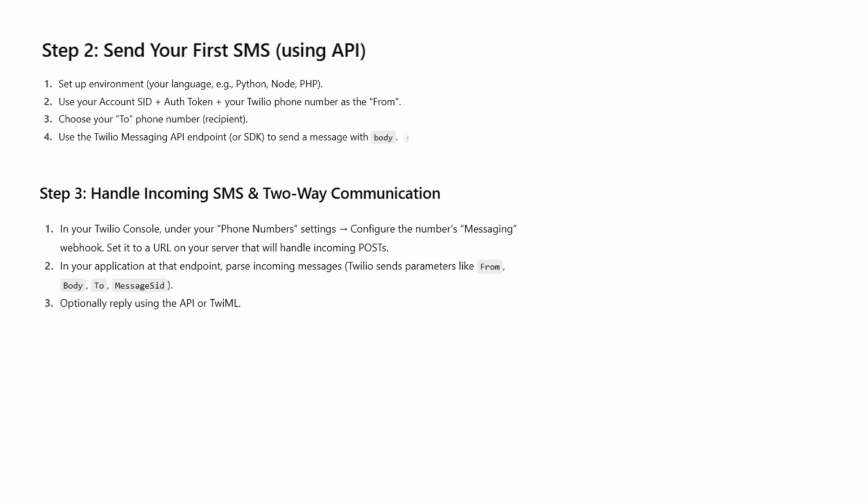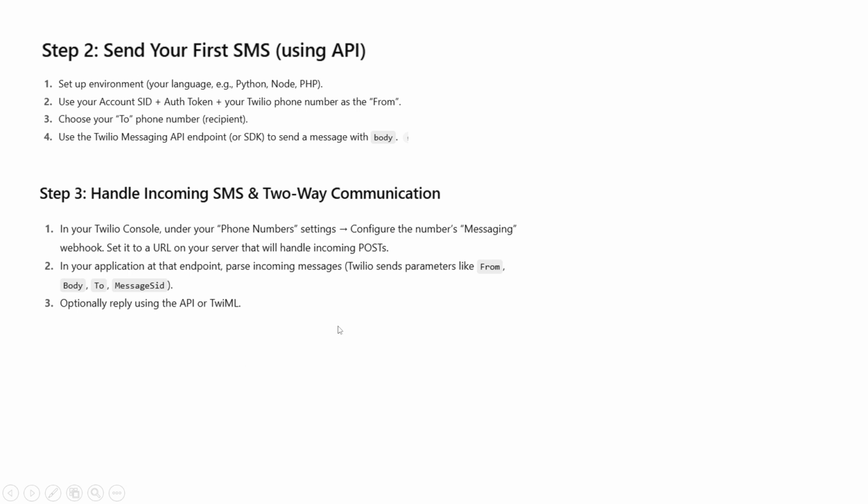Now set up two-way communication so you can handle incoming messages. In the Twilio console, open your phone number settings and look for the messaging section. Configure the webhook for incoming messages to point to a public URL on your server that accepts POST requests. Your server should return TwiML or a JSON response to acknowledge and optionally reply. This is what lets your application react to user replies, trigger automations, or log conversations.